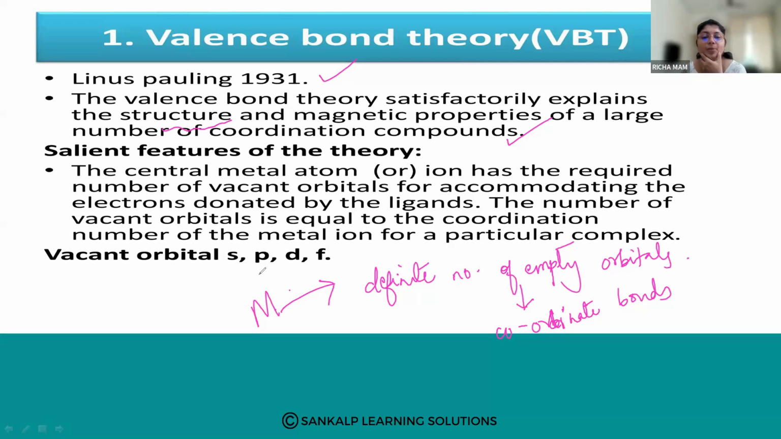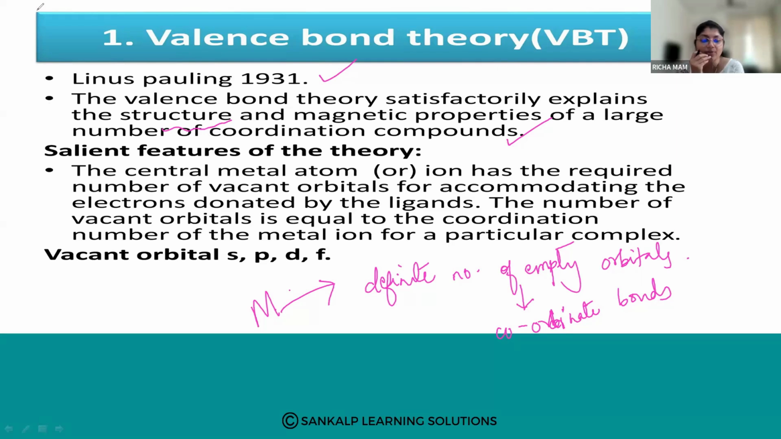Second point, the number of empty orbitals which are provided by the central metal ion tells you the coordination number. Coordination number means it tells you the secondary valency. So first, how many empty orbitals are required for combining? It is provided by the central metal ion.